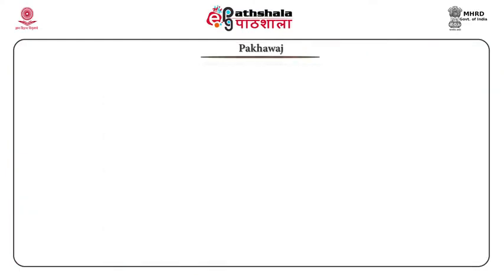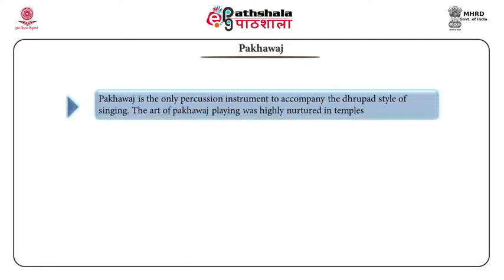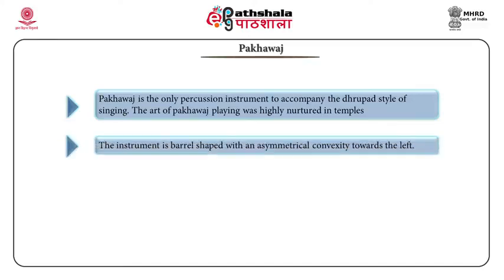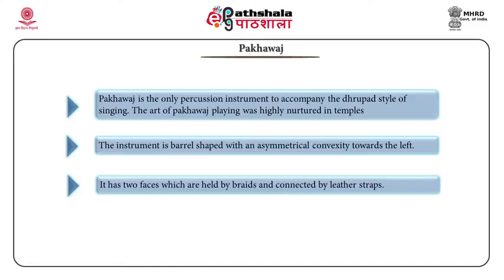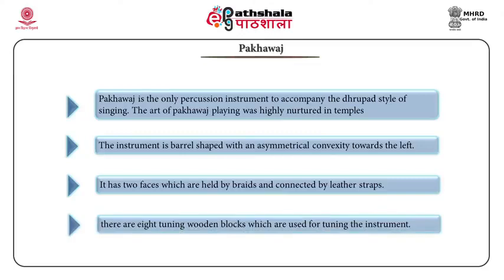Pakhavaj. The pakhavaj is the only percussion instrument to accompany the Dhrupad style of singing. The art of pakhavaj playing was highly nurtured in temples. The instrument is barrel shaped with an asymmetrical convexity towards the left. It has two faces which are held by braids and connected by leather straps. There are 8 tuning wooden blocks which are used for tuning the instrument.